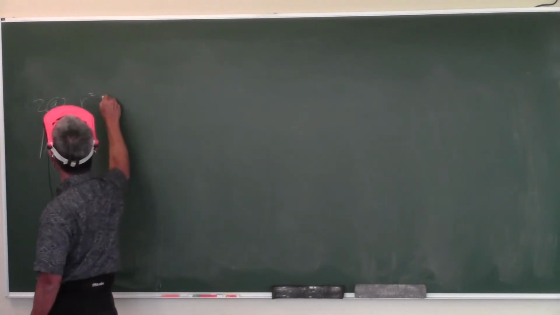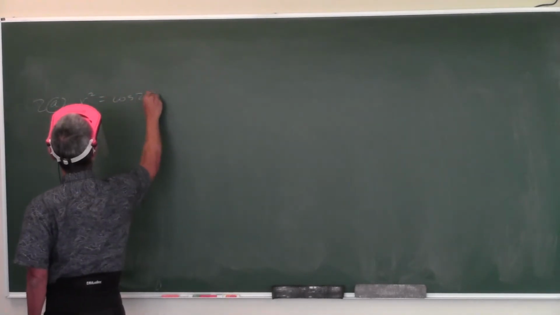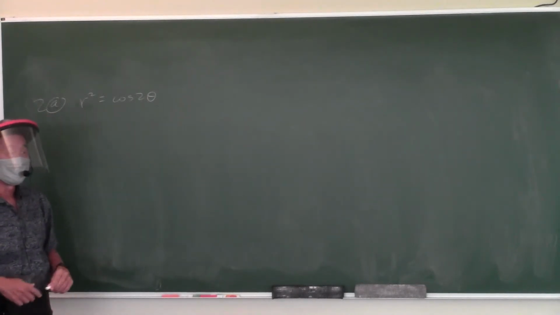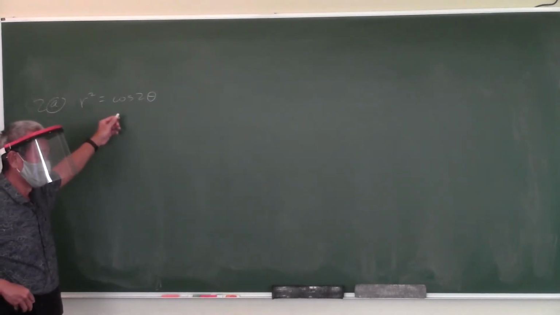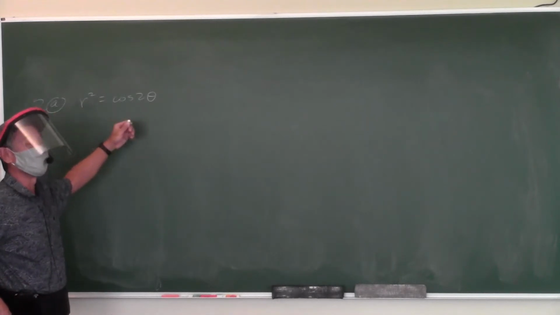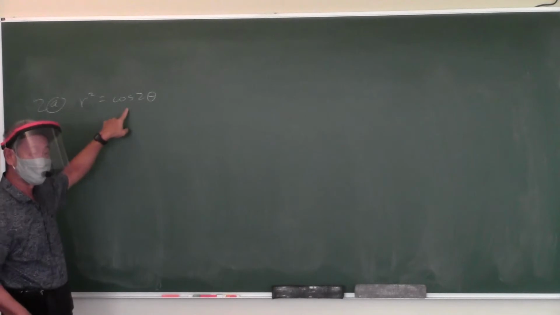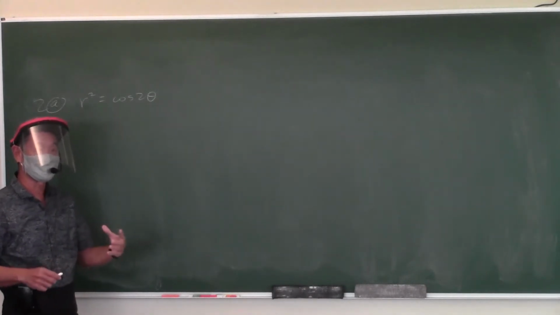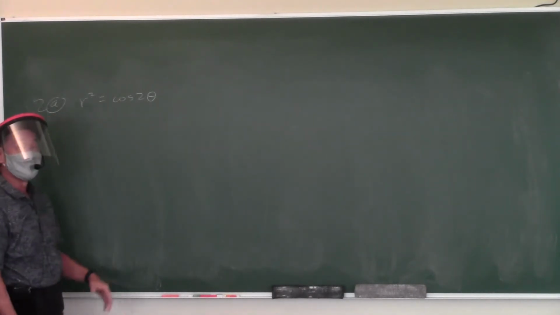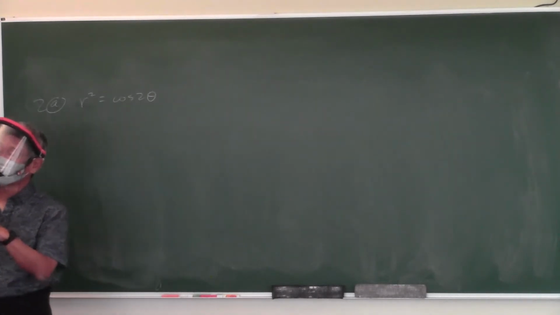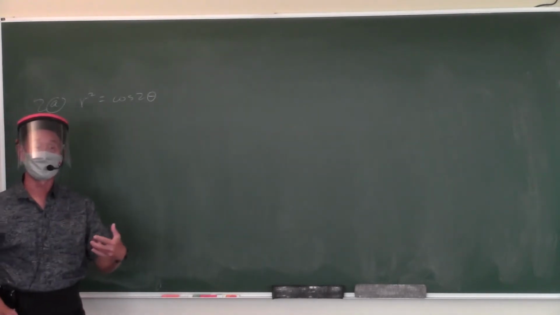How about r squared equal cosine 2 theta? In fact, this is a graph that you're supposed to know, right? What is this graph? It's a lemniscate. Come on, if this is r squared and that's 2 theta, it doesn't matter if it's sine or cosine. This is a lemniscate. Okay, but I'm not asking you to graph it. That's too easy for you guys, right? I want you to change it to a rectangular equation.